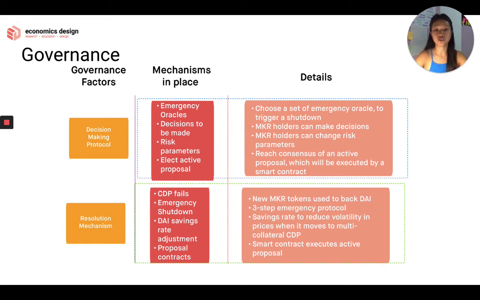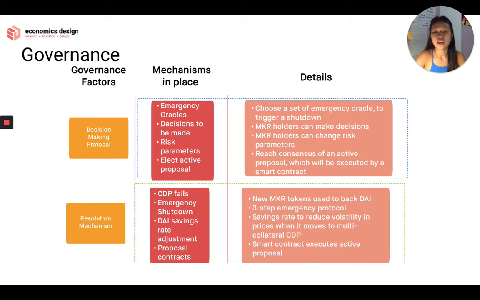What kind of information should we trust? To what extent is the off-chain world's destabilization going to affect MKR? Decisions to be made. There are a lot of decisions to be made, and the MKR holders can make decisions.